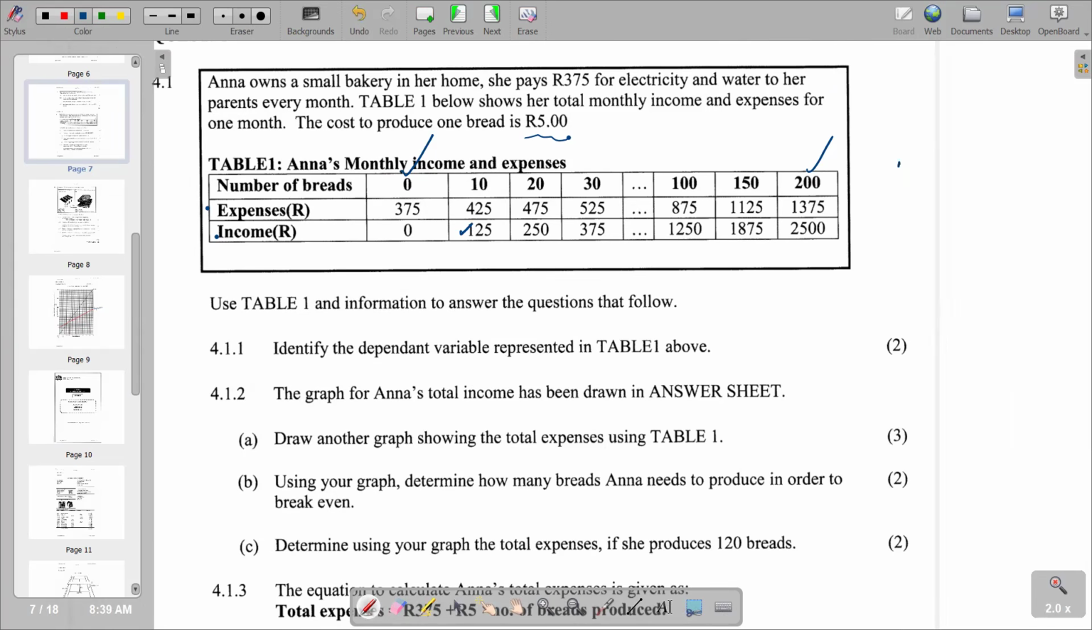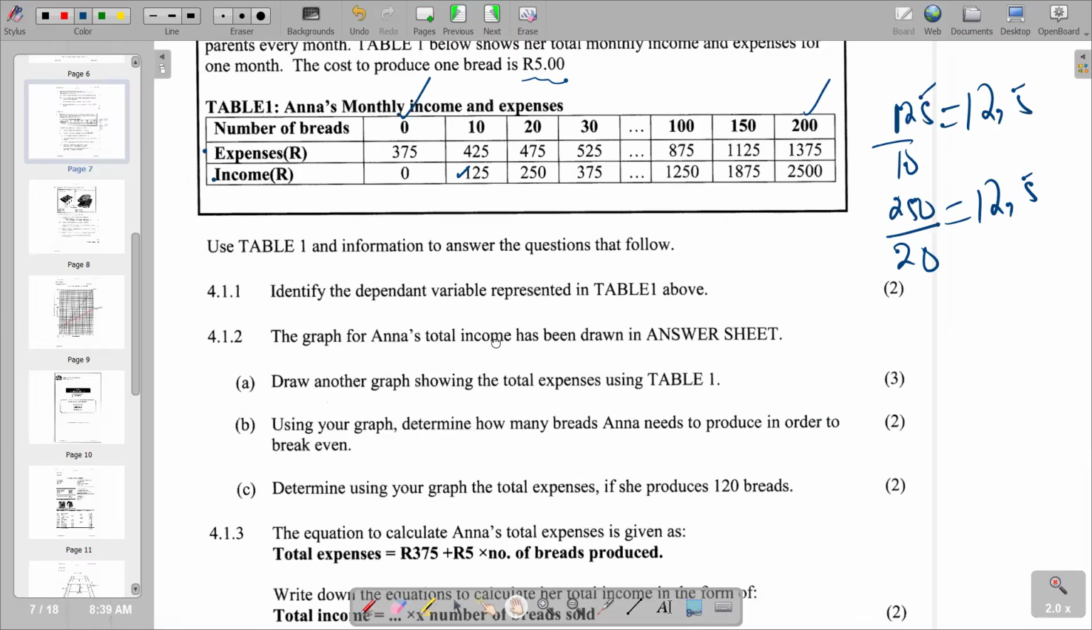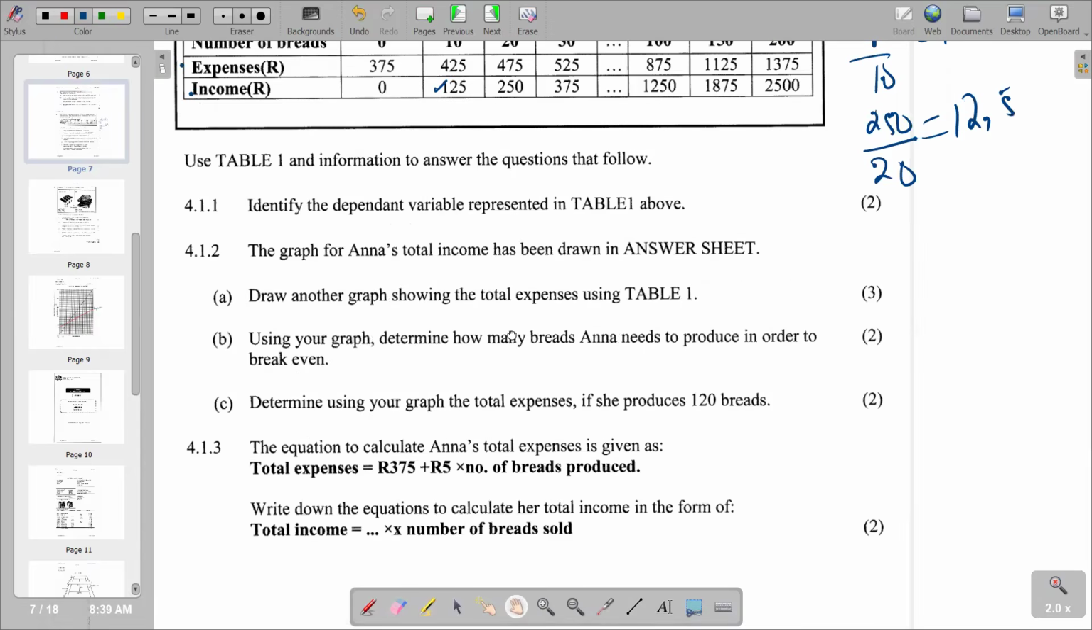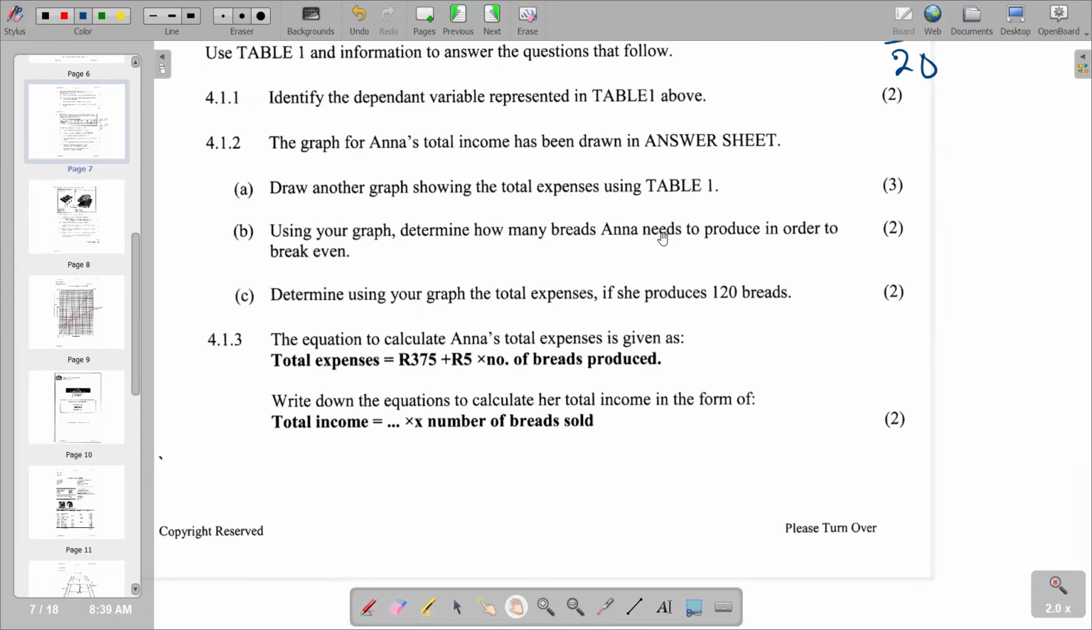We can say total income 125 at this point, and then we try another one, 250 divided by 20. We see what we get there. It's also going to lead us to 12.5. So we have got a constant of 12.5. So we're going to say now total income is equal to 12.5 rand times number of braids sold. So basically that's what we have.